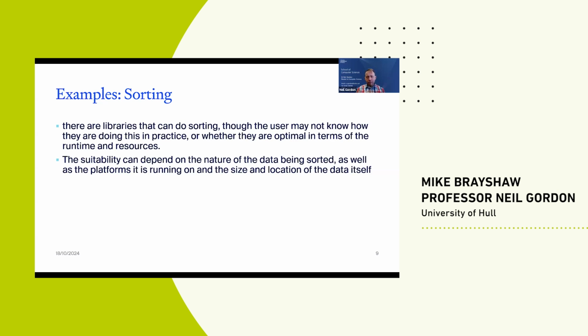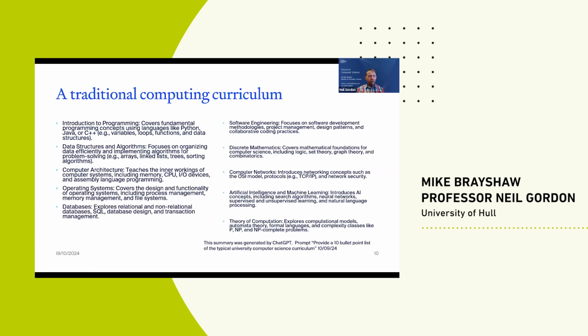Libraries will do sorting. We use C# here at Hull, but in Java, it's a similar thing. There are perfectly good component libraries that can do sorting. Why spend time teaching students to sort? What's the benefit of that as an end developer or for users when the library can do it for them? So what's optimal there in terms of the runtime and resources? Does that matter now with the speed of computers and the availability of resources? The suitable search routine might depend on the data being sorted, the platform it's running on, the size and location, but we can do that with libraries or by getting the system to do it.